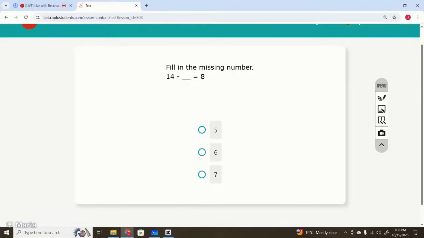Fill in the missing number. 14 minus missing number equals 8. That is 14 minus 6 equals 8. The correct option is 6. Option 2 is the correct option.